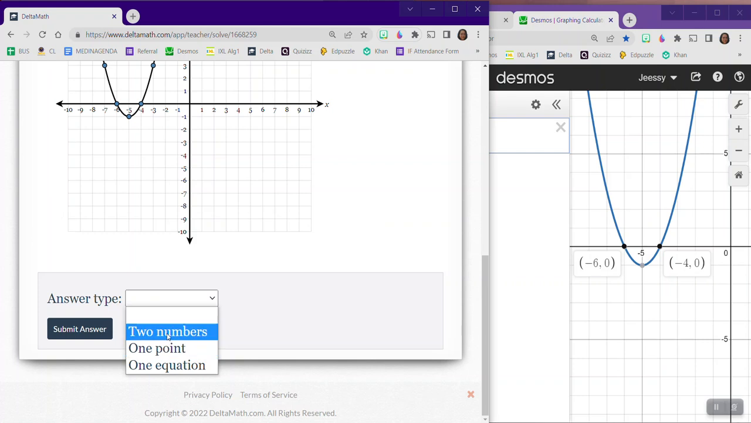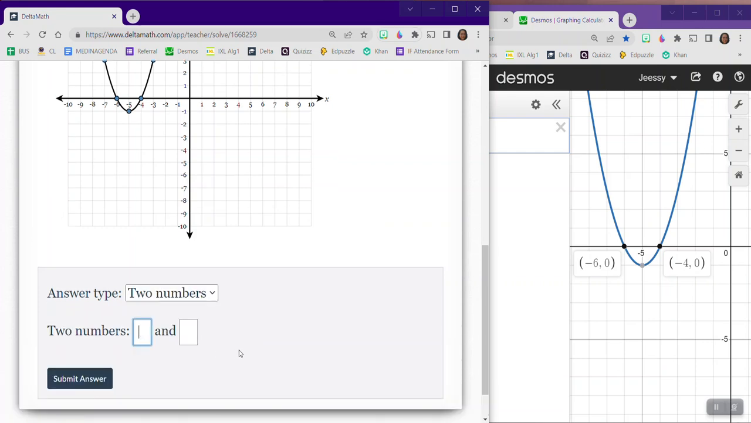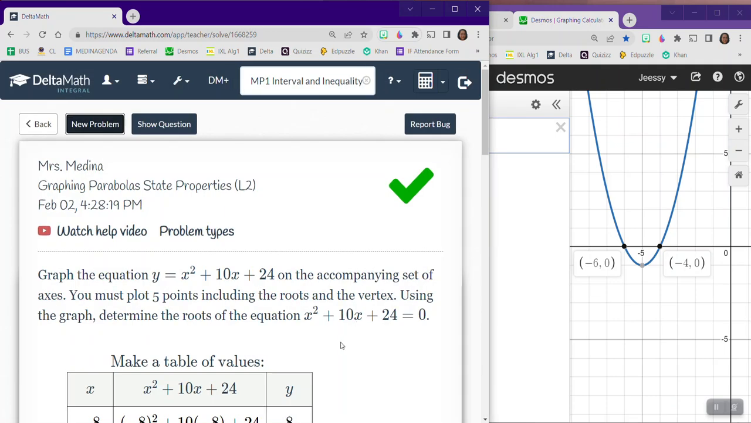I don't like it. It says 2 numbers. Oh, it just wants the x values. So negative 6 and negative 4. Yeah, because it doesn't say points. Points would be an x and a y. It says 2 numbers. So we're going to go with negative 6 and negative 4. Yay. All right, so I hope this helps.